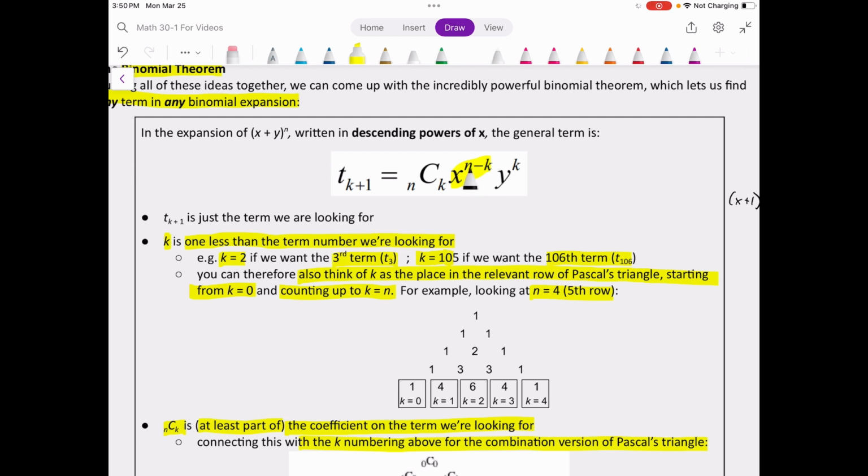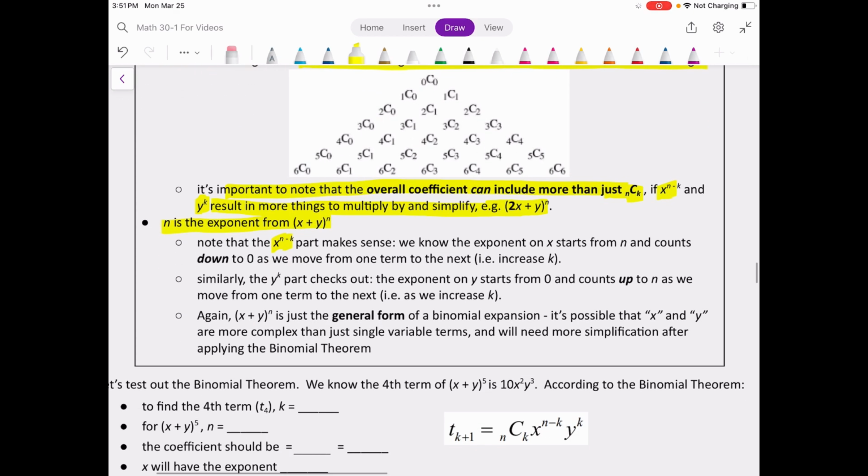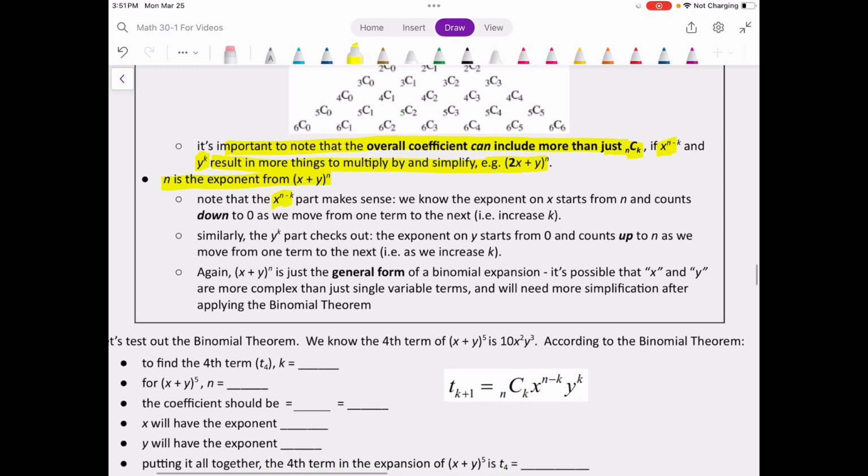If n is 6, for example, then the first term will have x to the power of 6. The second term will have x to the power of 6 minus 1, or x to the power of 5. Third term, x to the power of 4. Fourth term, x to the power of 3, because k is just increasing by 1 as we go from one term to the next. The exponent on x starts from n and counts down to 0 as we move from one term to the next, in other words, as we increase k by 1.